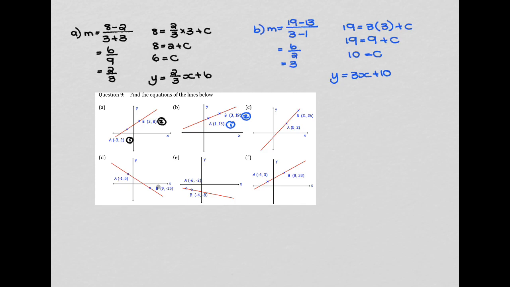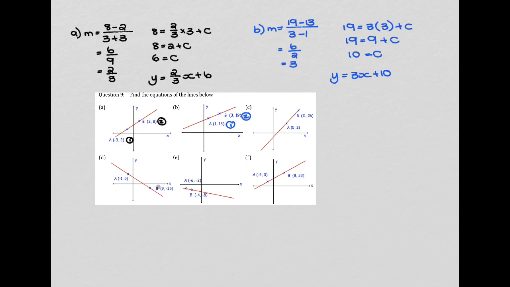Here are the answers for A and B. You will see that I have labeled my coordinates 1 and 2. If you labeled them the other way around, it does not matter. You should still get the same answer. I first worked out the gradient between 1 and 2. I got it to be 2 over 3. I substituted that in, and I chose the coordinate 8 and 3, or 3 and 8. Solve for c to get 6, put it all into the equation.